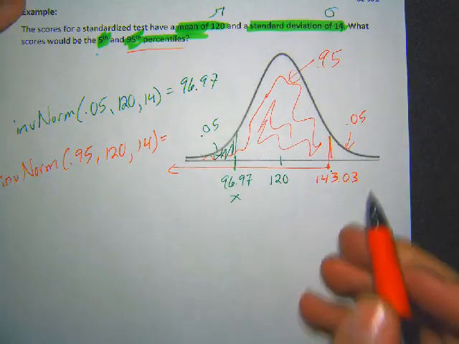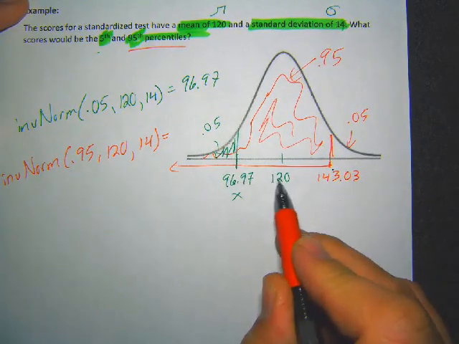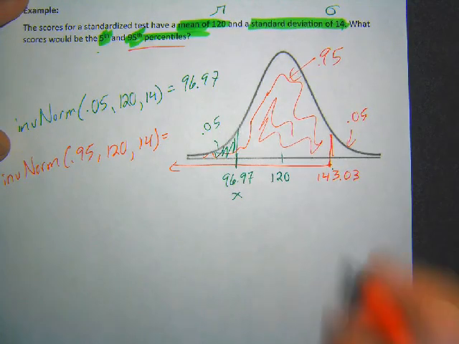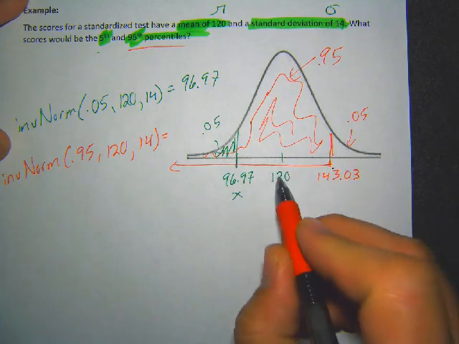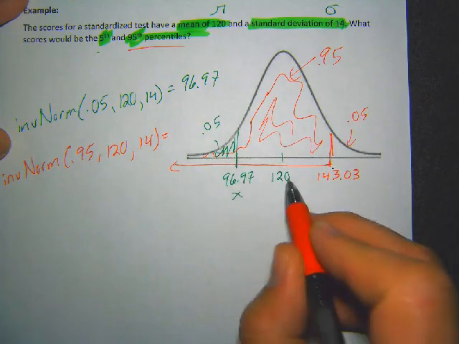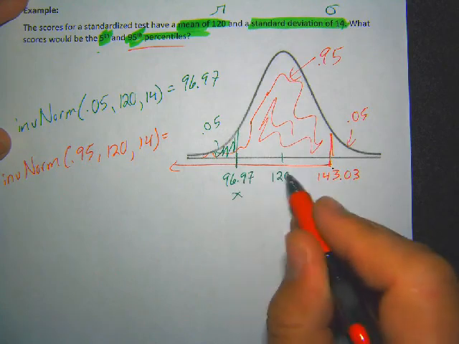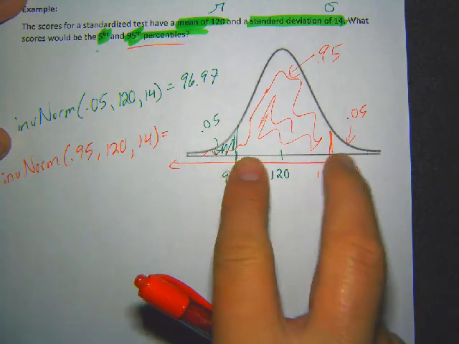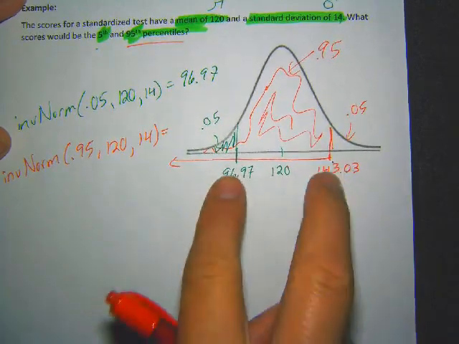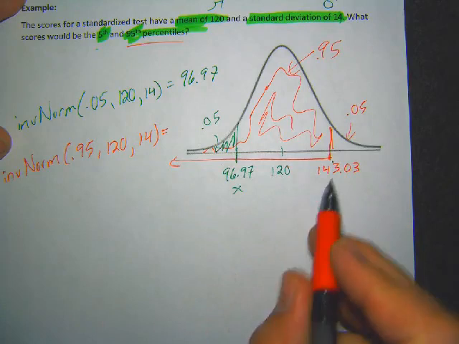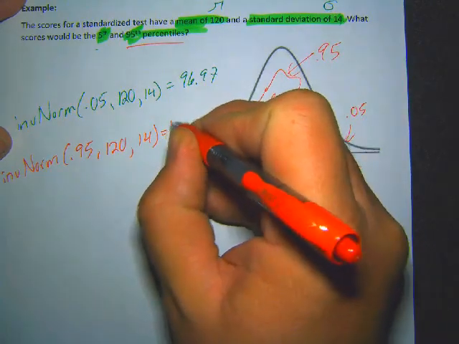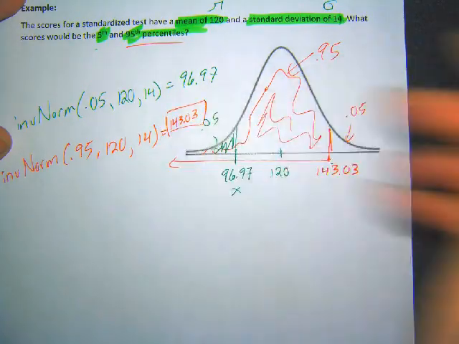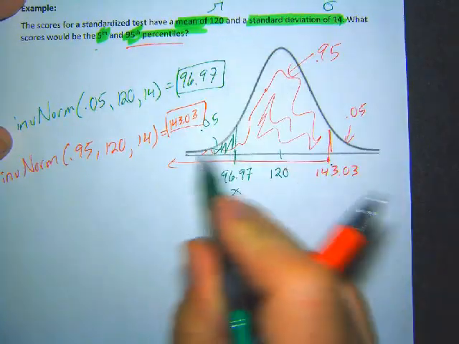And you can see how this is fairly equally distanced, right? This one you go down about 23. This one you go up about 23. So these are equally distanced. If you took these and subtracted, this part and this part would be the same. If you found the distance here, that'd be the value for here. So the other one is going to be 143.03. So those would be the two values that mark off the 5th percentile and the 95th percentile.